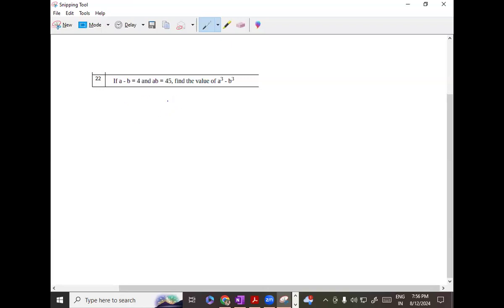Okay, tell me how to solve. Do you know, sir, a cube minus b cube? Yes, sir. We can write a minus b into a square plus b square plus ab. Then how to find a square plus b square? Have you any ideas? Sir, ab is given as 45 already. Yes. And a minus b is given as 4. Yes. So a square plus b square is?